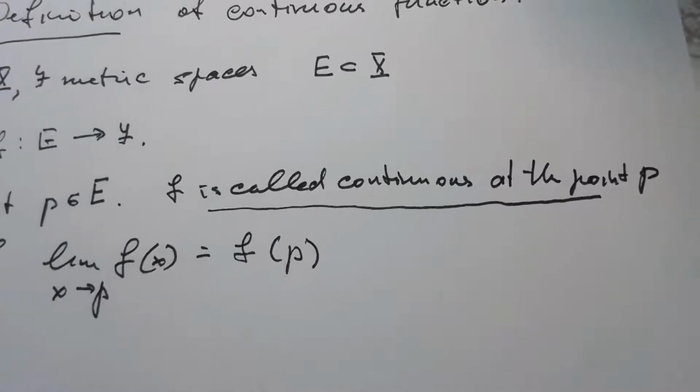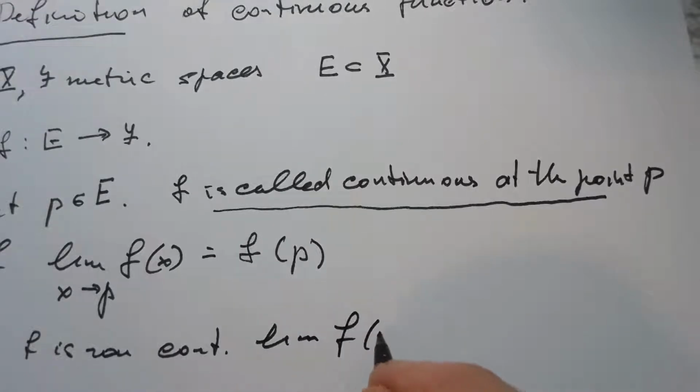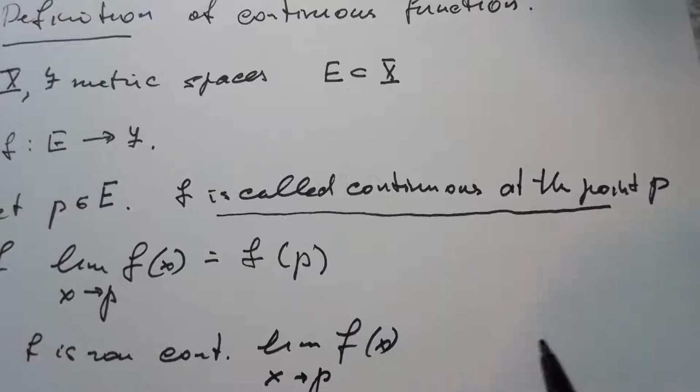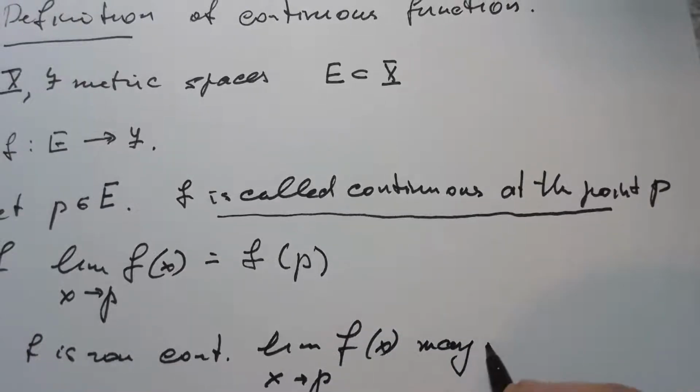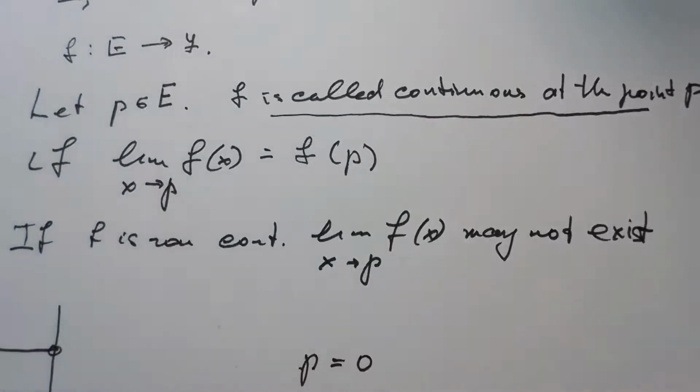So the idea here is that if f is not necessarily continuous, then this limit of f of x as x approaches p may not exist. For instance, if I have a function that looks like this, then at this particular point 0, if p is equal to 0, then the limit does not exist.